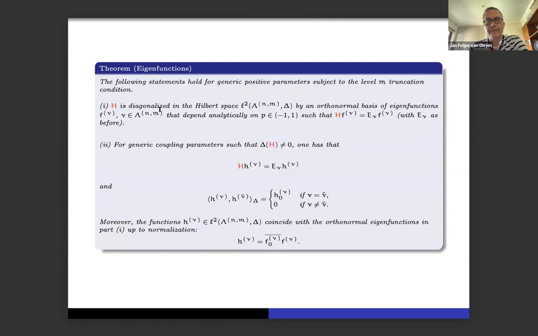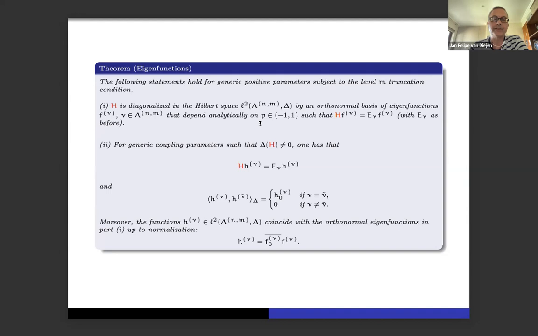I can actually label these eigenfunctions by the lattice points. And that is because at p equal to zero, the eigenvalues from the trigonometric limit are naturally labeled by this same lattice. And since the eigenvalues are distinct, this labeling for generic p extends to the elliptic case.